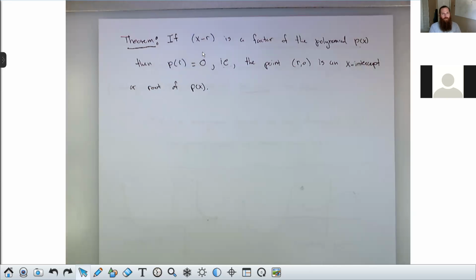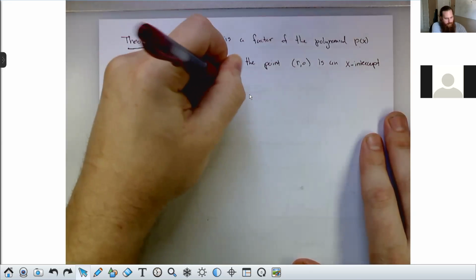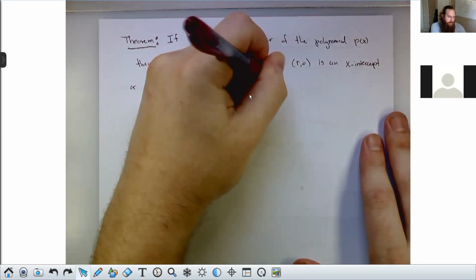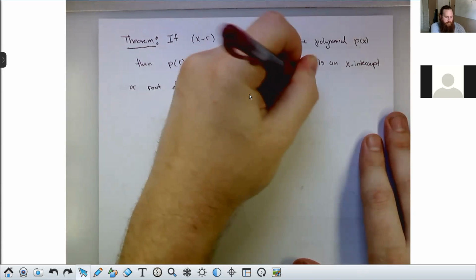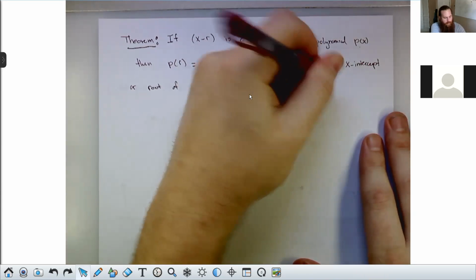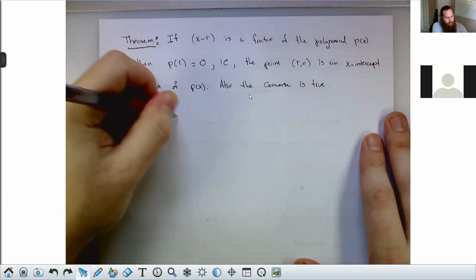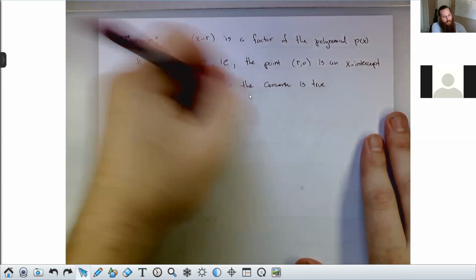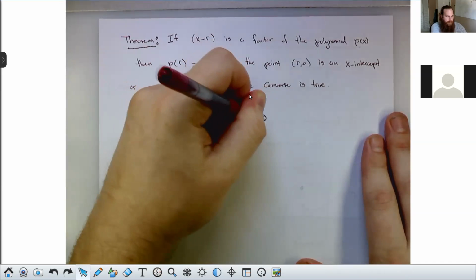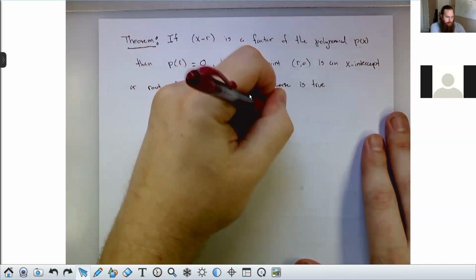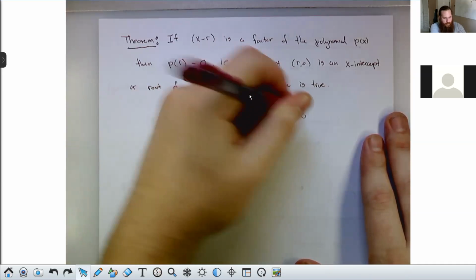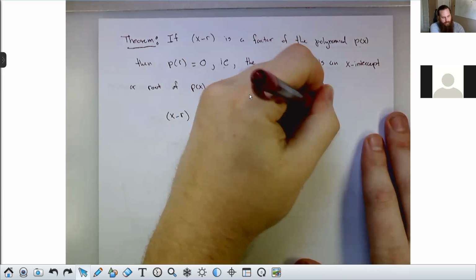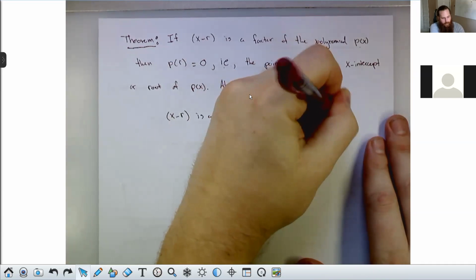And this is an if and only if. So not only if this is a factor, then this is a root, but also the converse is true. So in other words, x minus r is a factor if and only if p of r equals 0, i.e. r is a root.